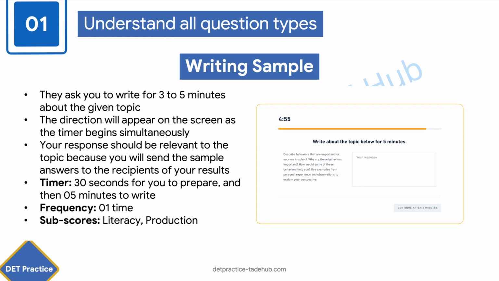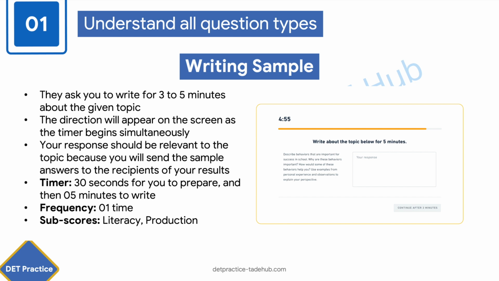Writing sample. The DET takers need to write an answer to the prompt on the screen for at least 3 minutes in 5 minutes given. The direction appears on the screen as the time begins at the same time. And this item type provides students 30 seconds in the beginning to prepare for the answers.